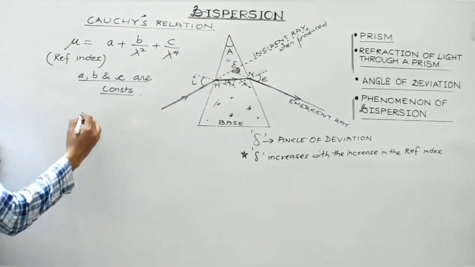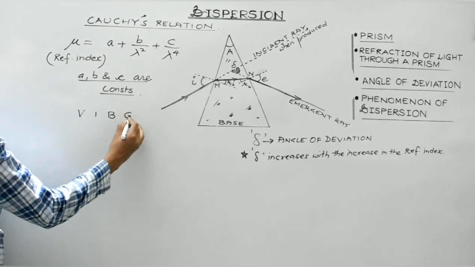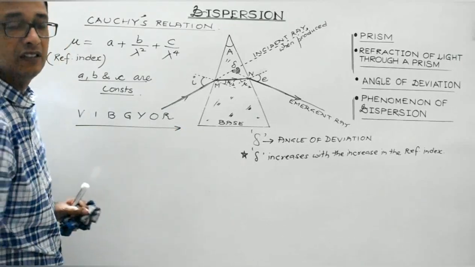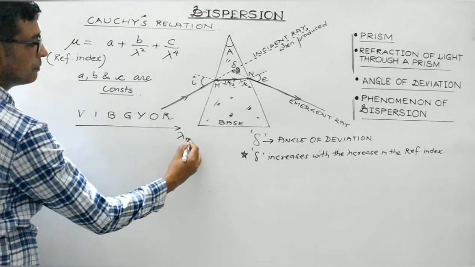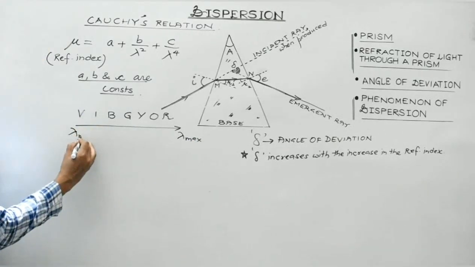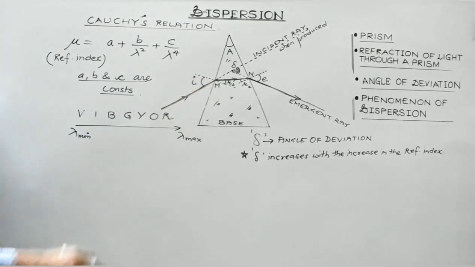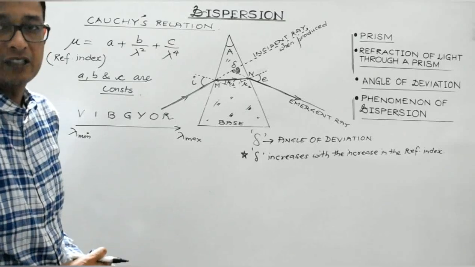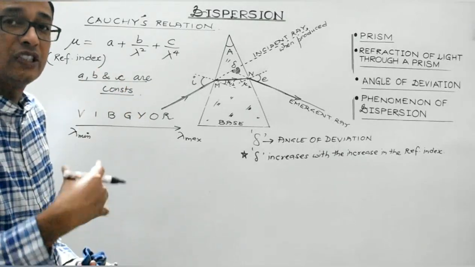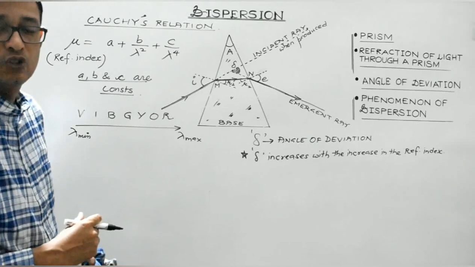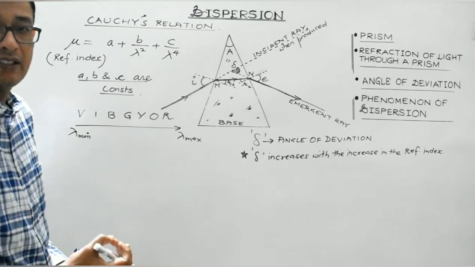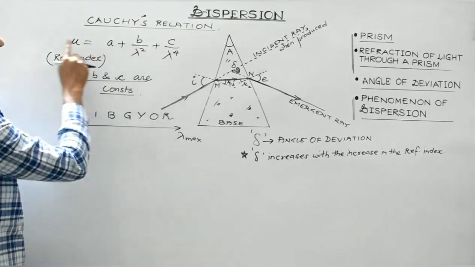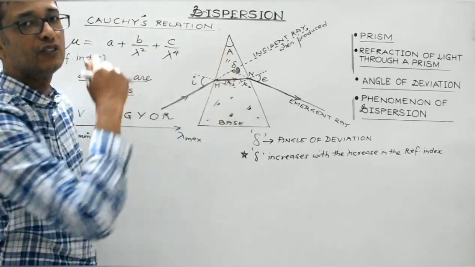So what I mean to say is that we are aware of the visible spectrum. It is VIBGYOR, arranged in a particular sequential manner. The wavelength of red color is maximum while that of violet color is minimum. VIBGYOR: violet, indigo, blue, green, yellow, orange and red. It is the only part of the spectrum that is visible to us. Clear, students? So red color possesses maximum wavelength, violet possesses minimum wavelength. Different colors have different wavelengths, and therefore different refractive indices are offered by the same material of the glass prism.